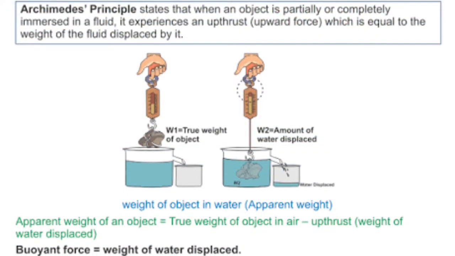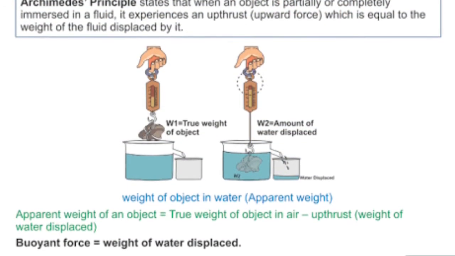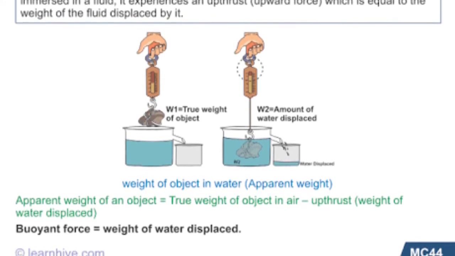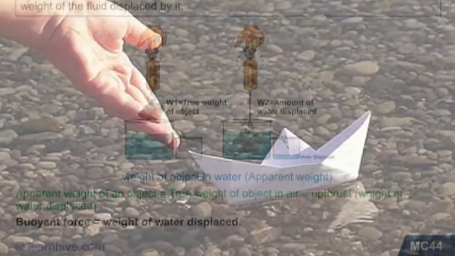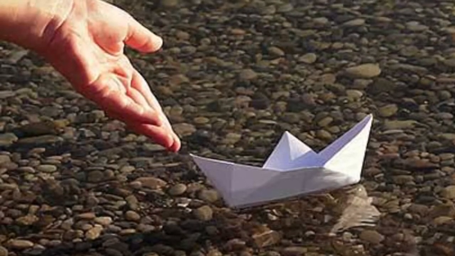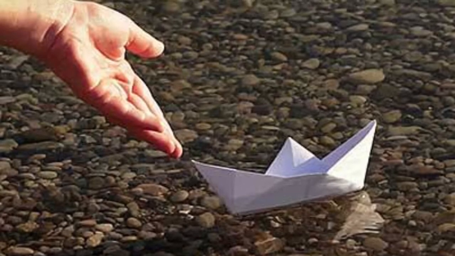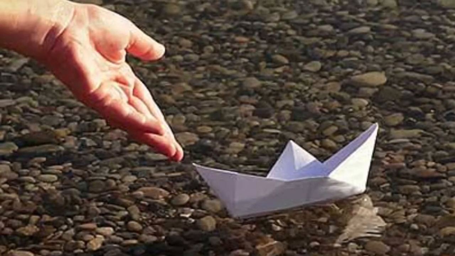For example, a ship that is launched sinks into the sea until the weight of the water it displaces is just equal to its own weight. As the ship is loaded, it sinks deeper, displacing more water, and so the magnitude of the buoyant force continuously matches the weight of the ship and its cargo.